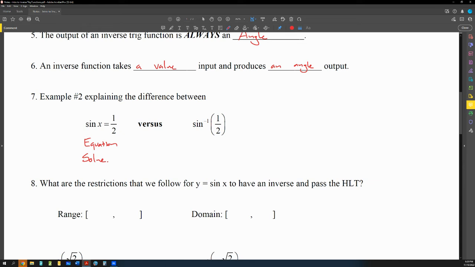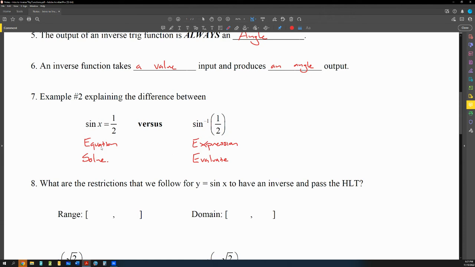On the right-hand side, we have the inverse sine of 1/2. There is no equal sign here. This is an expression. Okay? We can evaluate expressions, or in other words, we find the single numerical value that this is equivalent to.